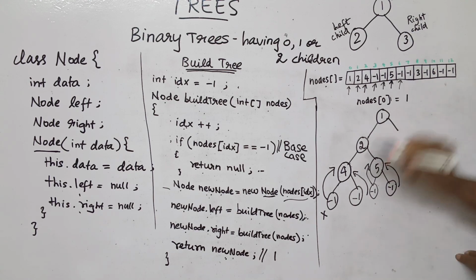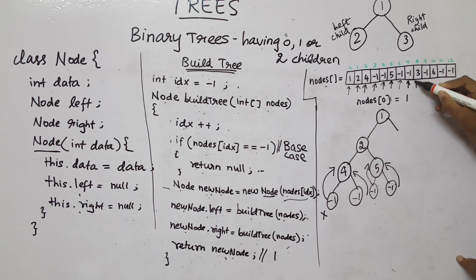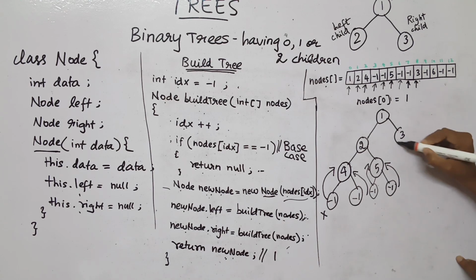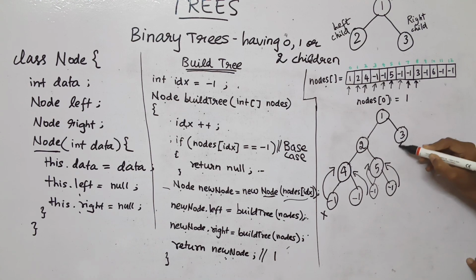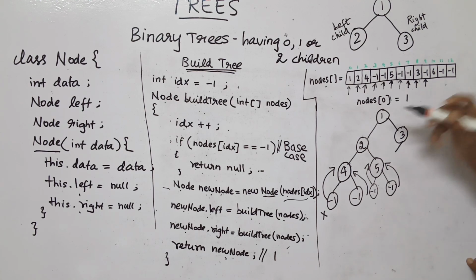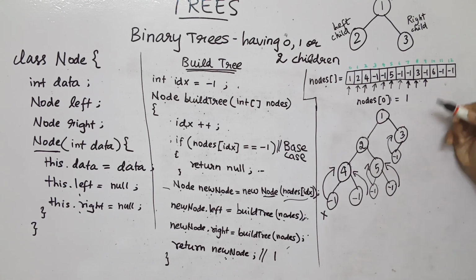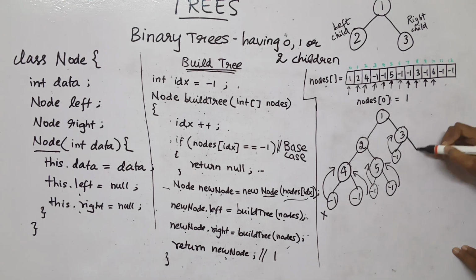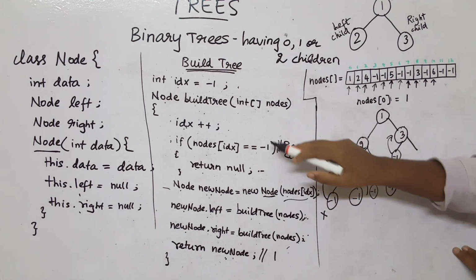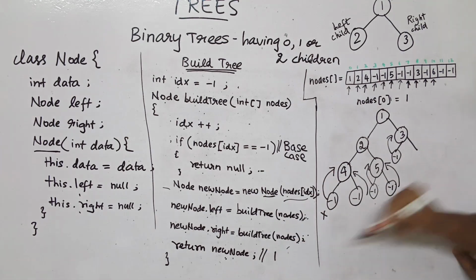For node 1, we'll create the right subtree. So the next element is 3. So 3 will be the right subtree of node 1. And the next element is -1. So the left subtree will be created first, and since it is -1, the base case is executed and we'll move back. Then for the right subtree, we'll have 6 as the right subtree of node 3.